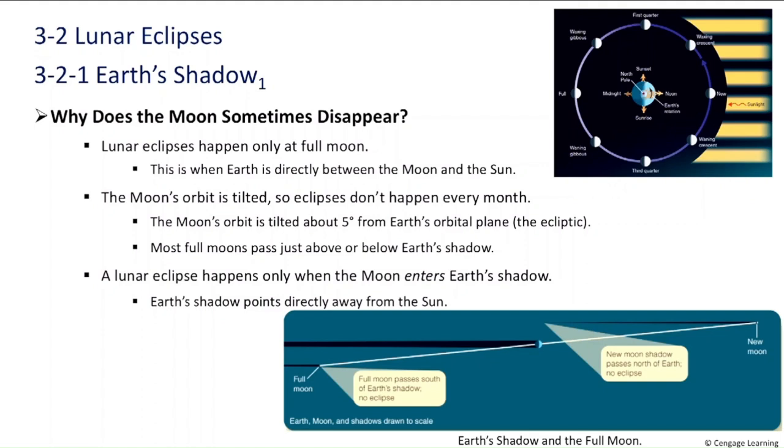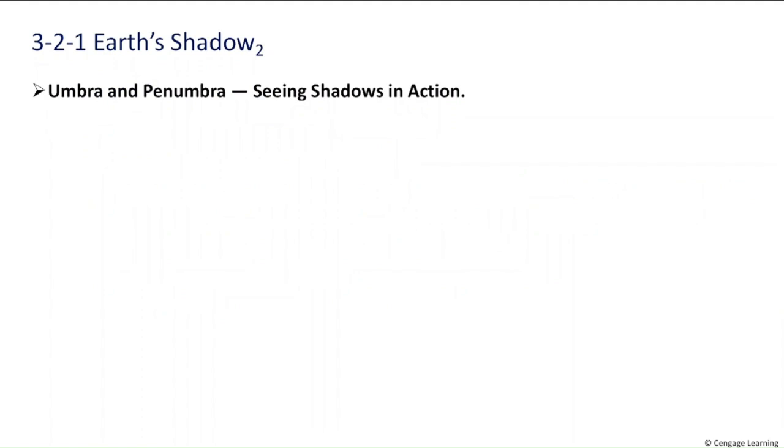But let's dig deeper into Earth's shadow and how it causes the moon to go dark in the first place. First, let's take what we just learned about shadows and bring it into the real world. You don't need a telescope, just a lamp and a ball.